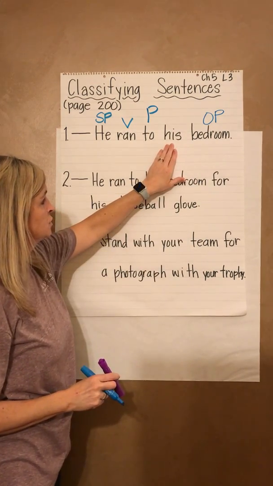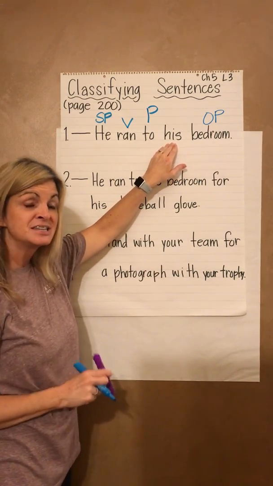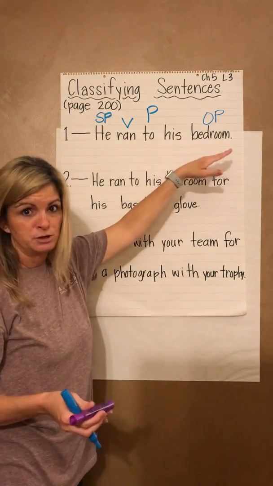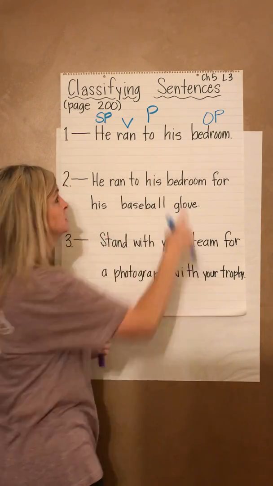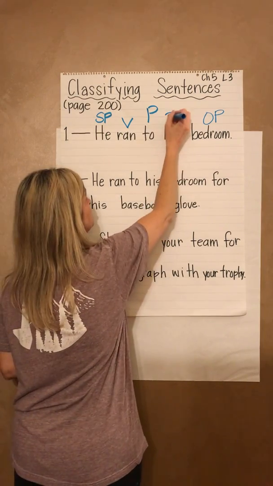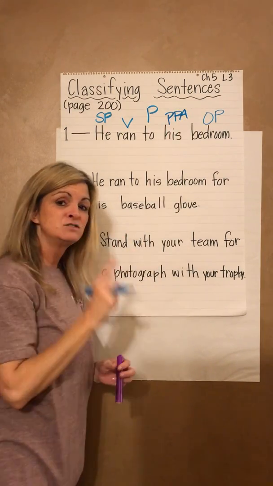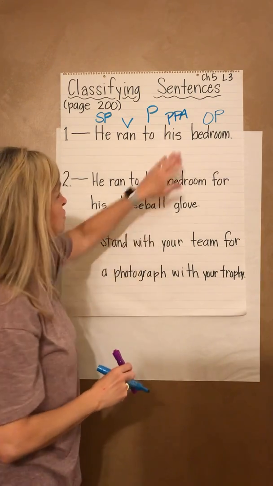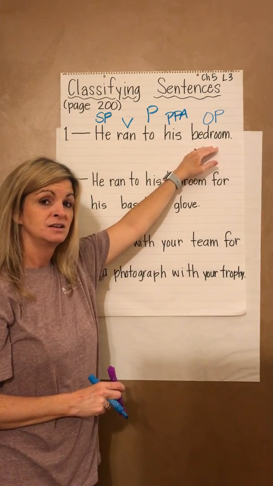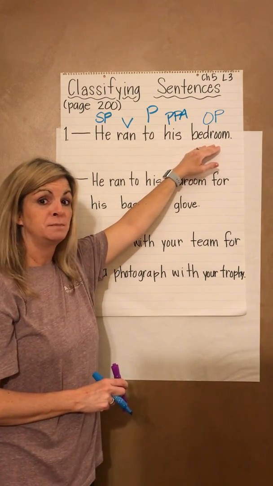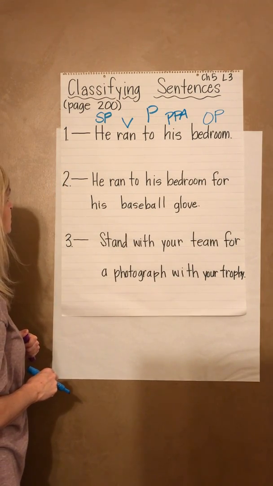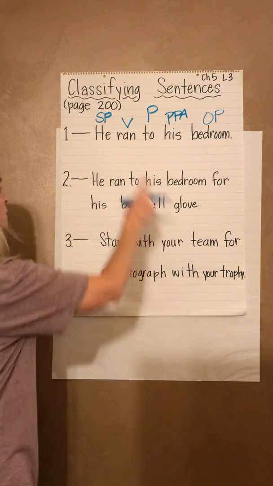Now this next word is a possessive pronoun, and it's going to answer the question, whose bedroom? His bedroom. And so we would say, whose bedroom? His. And that is called, we're going to label that PPA. And that stands for possessive pronoun adjective. Because even though this is a possessive pronoun, it is also functioning as an adjective in this sentence because it's describing the word bedroom. Okay? All right.